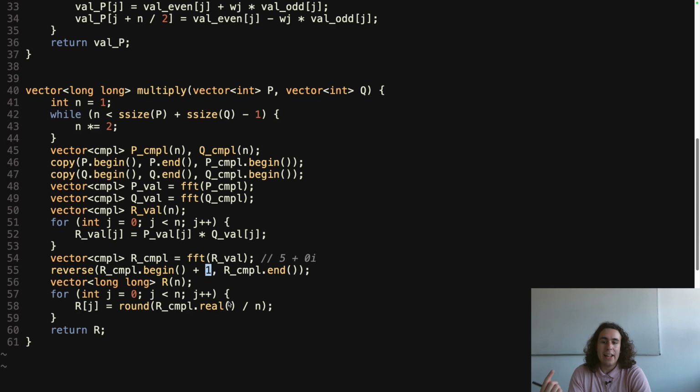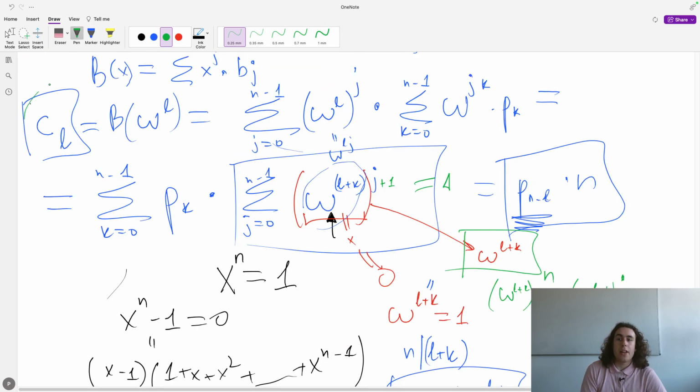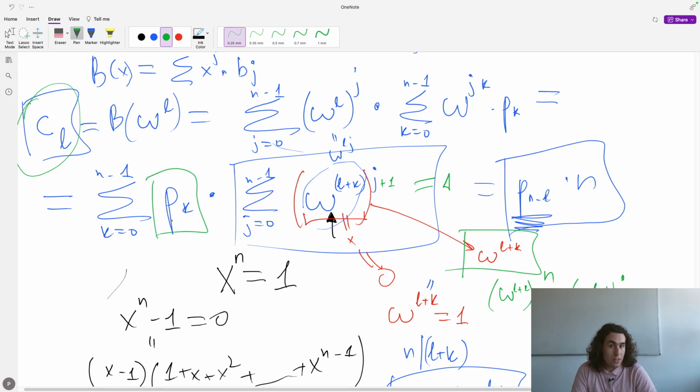And then I just divide all my elements by n. Technically, I would need to divide all these complex numbers by n, but because I only care about the real part, I divide it by n. Okay, let me recap why we multiply by n. So we know that at the end, we have this, CL is this formula. This formula adds up some pKs. Most of them are multiplied by 0. If this value is not 1, it's multiplied by 0.